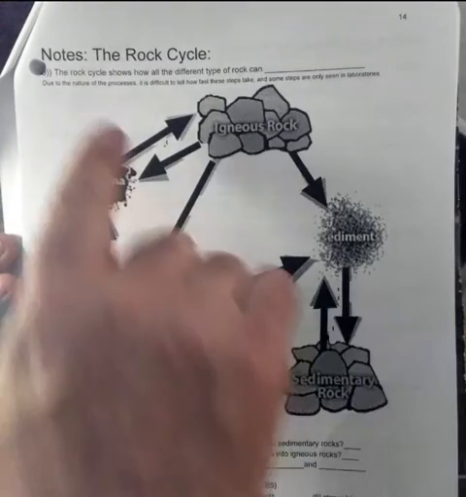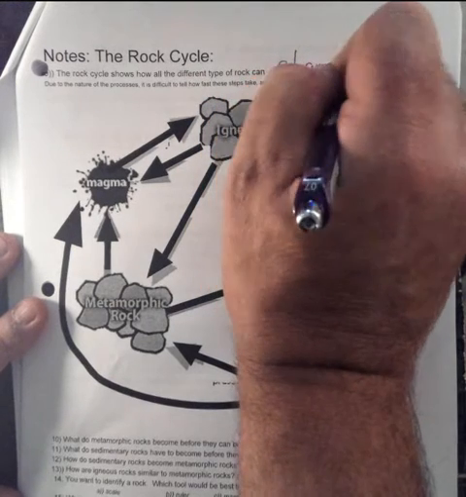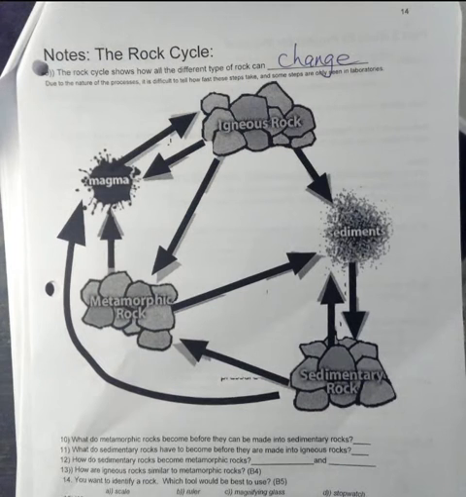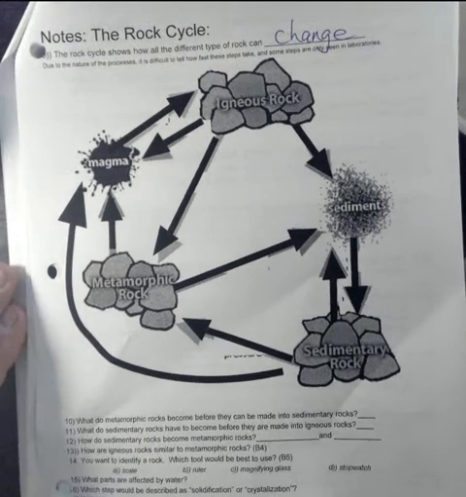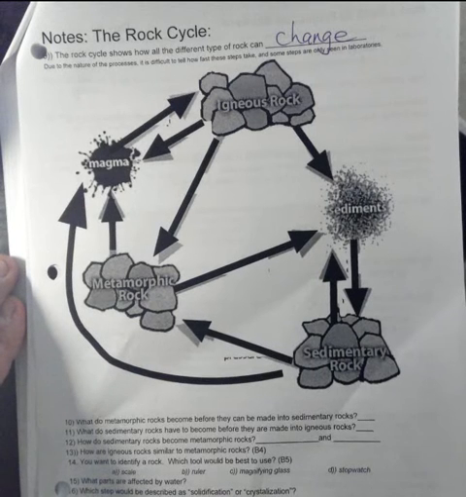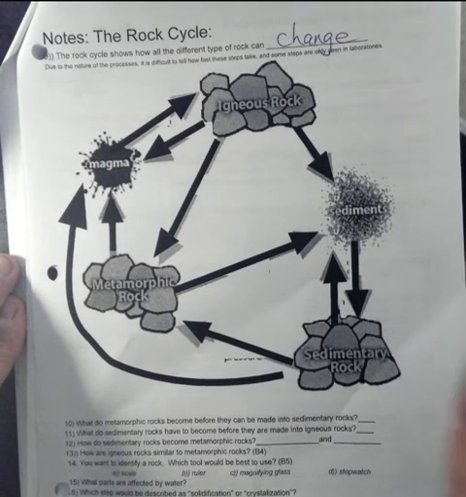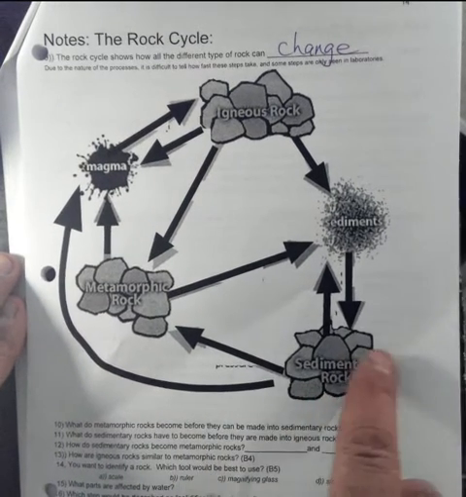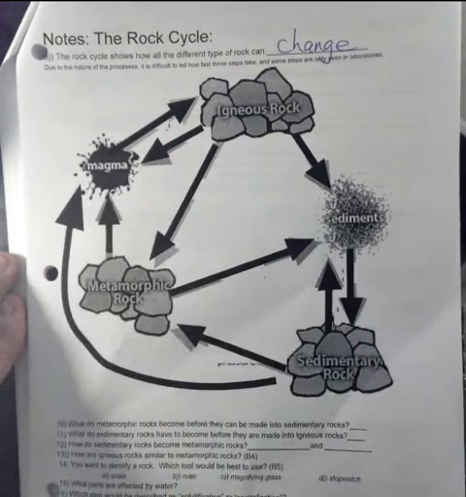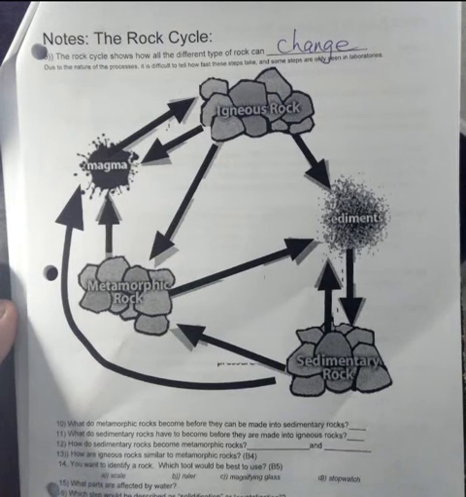The rock cycle shows how all the different types of rock can change. So once an igneous rock is made, it doesn't necessarily stay an igneous rock all the time. It can turn into these other kinds. Okay, so this diagram is just one way of drawing the rock cycle. There are different ways of doing it. So don't get disturbed if you see a chart where the igneous rock is down here and the metamorphic is up there and stuff like that. The magma is oftentimes in the middle. So I'm going to start off with the magma.